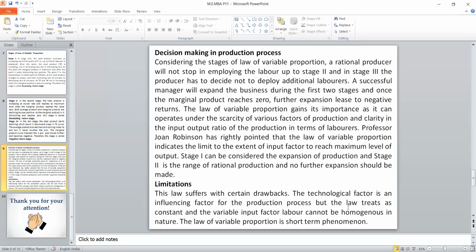The last one, the most important limitation: this particular law of variable proportion model can be used only for short-term phenomena. A particular cultivation, a maximum of 6 months or 1 year. If you go for more than 1 year, this is not possible, because it is short-term in nature. That's why Alfred Marshall rightly pointed out that this law of variable proportion is a study of short-term phenomena between the input and output relation, and how the input is influencing the level of output by considering only one input as a variable. This is what the theory is.